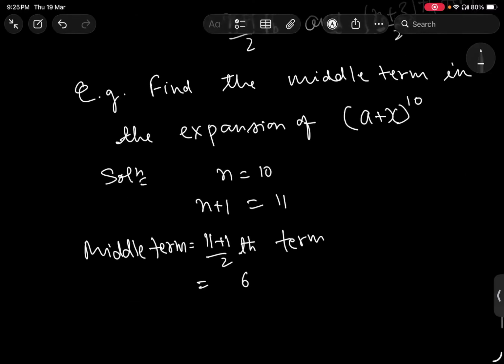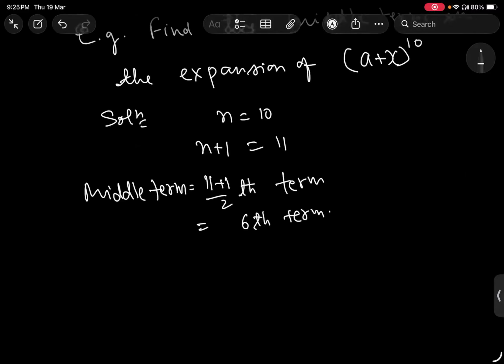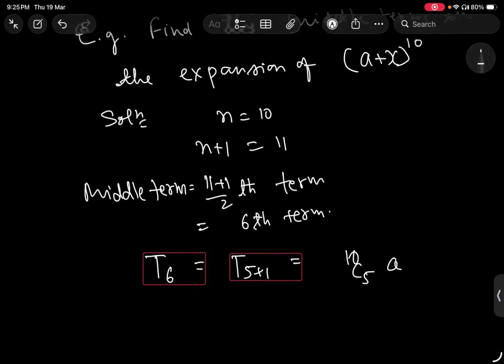So 12 over 2, that is the sixth term. And then we will use the formula that we have used for finding the general term. T6 can be written as T5+1, and the expansion is nCr, n is 10, so 10C5, a to the power 10 minus 5, x to the power 5. This will be the sixth term, or the middle term.